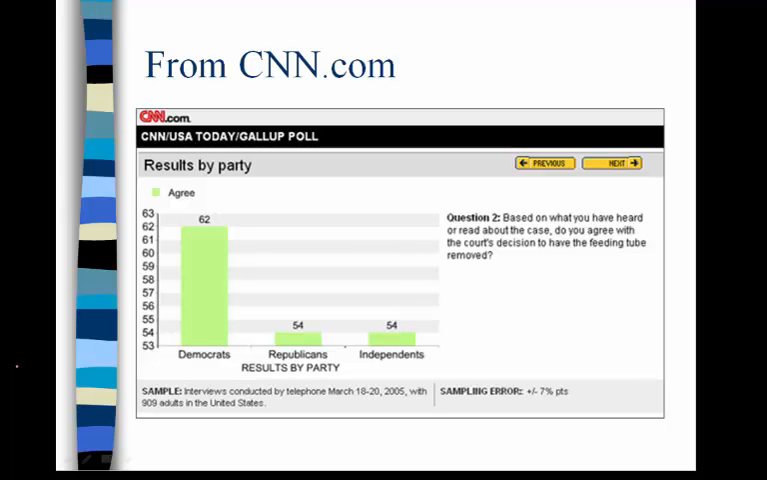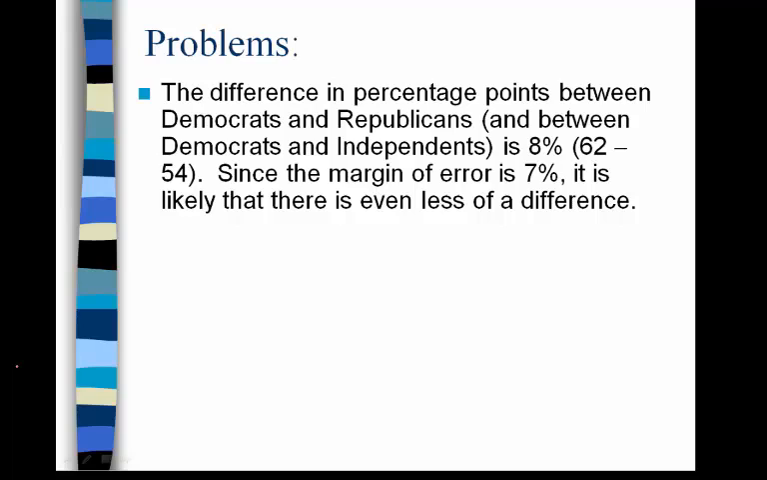Here's a graph from CNN.com. The question was, based on what you have learned or read about the case, do you agree with the court's decision to have the feeding tube removed? When we look at that graph, the difference in percentage points between Democrats and Republicans and between Democrats and Independents is 8%, 62 minus 54. Since the margin of error is 7%, it is likely that there is even less of a difference.